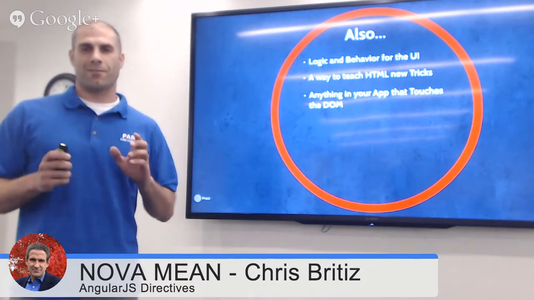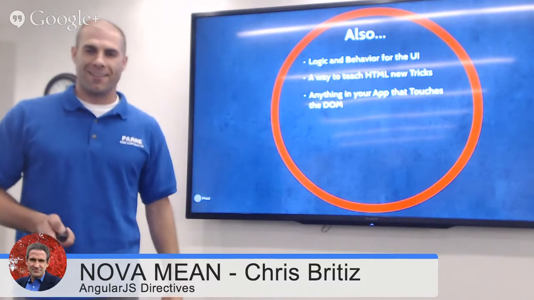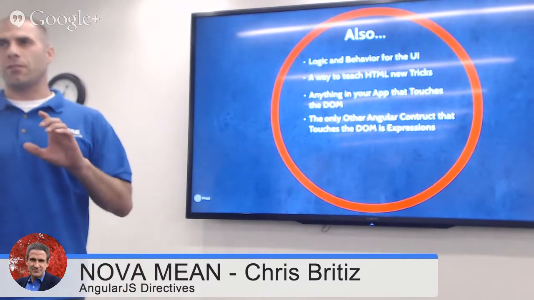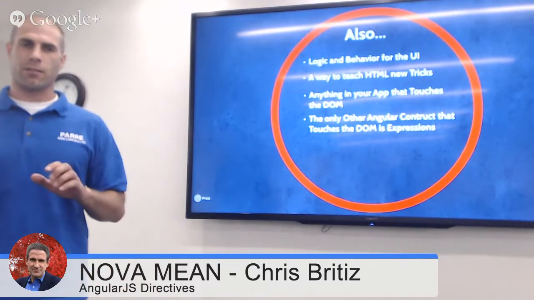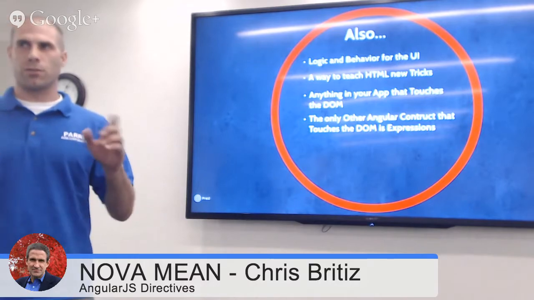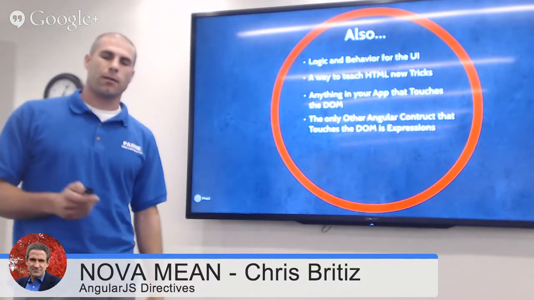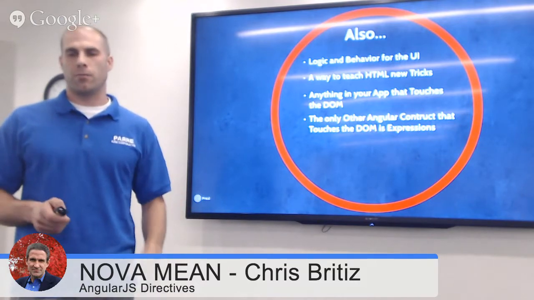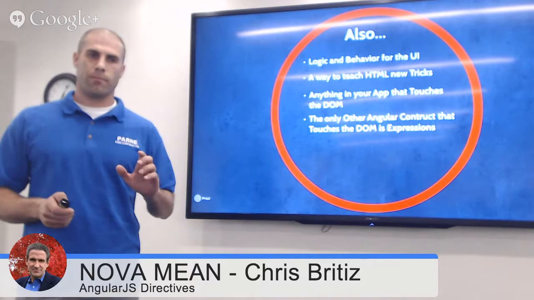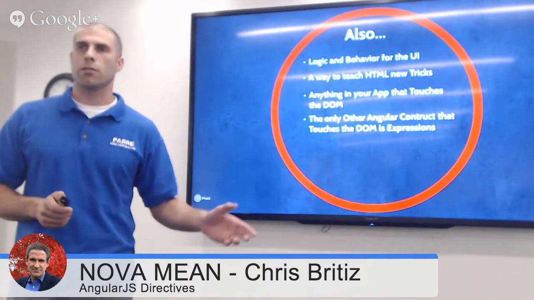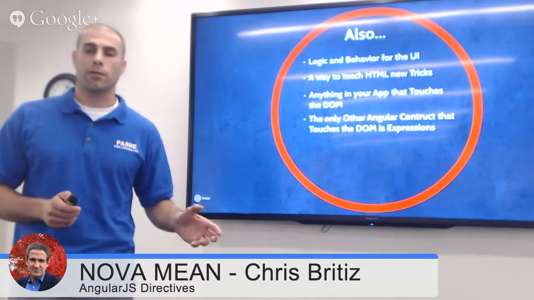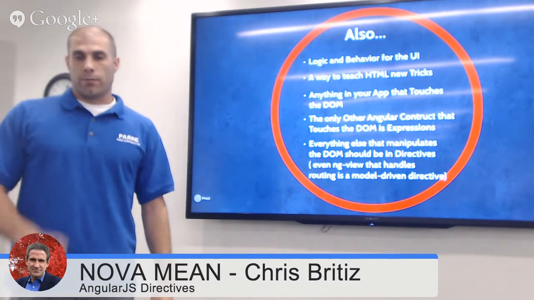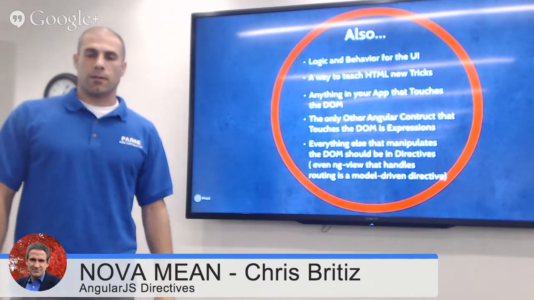It's not for where you just keep your jQuery. The only other Angular construct that does any kind of direct data binding is the Angular expression, which is the double curly brackets. These are the only other things that touch the DOM, and we want to keep it that way. It's like an order of magnitude more work to use jQuery than to use a compiled piece of HTML that Angular compiles. And everything that manipulates the DOM, like I was saying, should be in a directive.